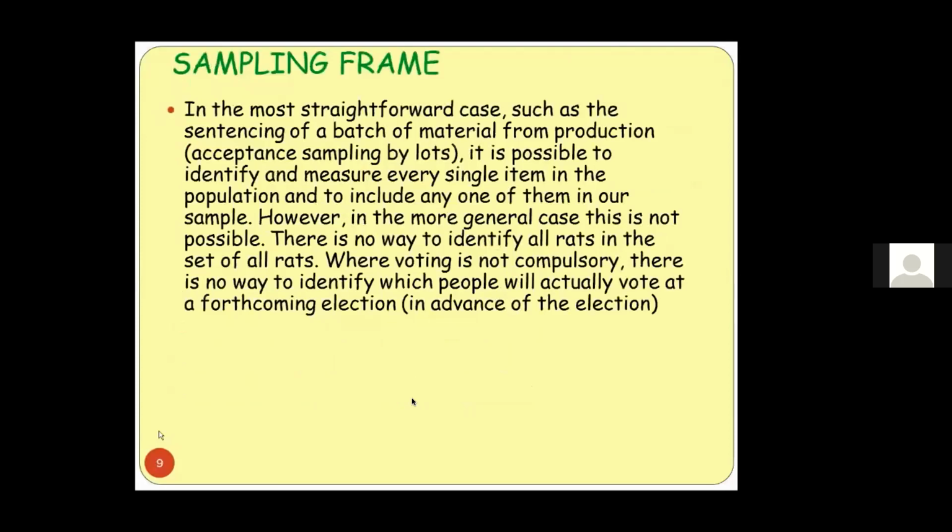So again, your sampling frame has the property that we can identify every single element and include it in our sample. The sampling frame must be representative of the overall population. And it's possible to identify and measure every single item in the population and to include any of them in our sample. However, more than likely, this is not going to be possible. So again, we do the best we can to still represent the overall population.